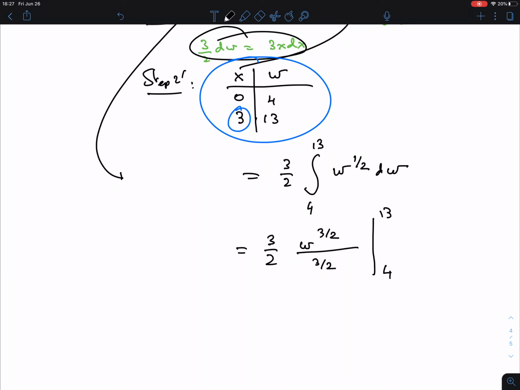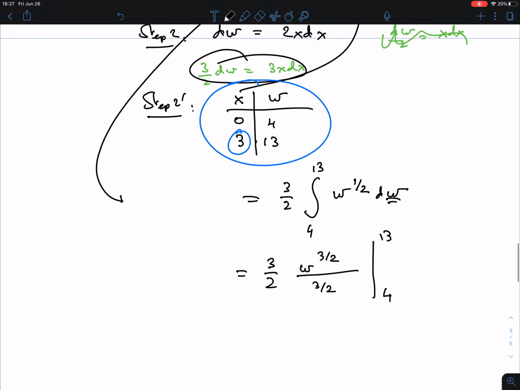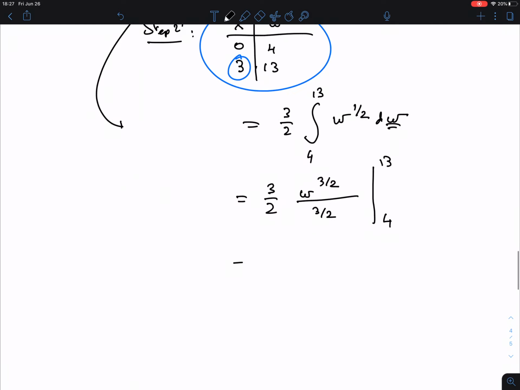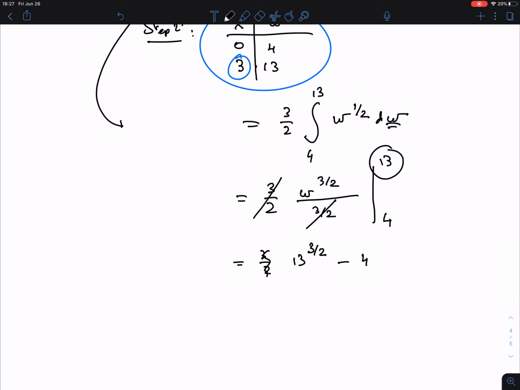Now, these are the correct endpoints for the w variable. You cannot plug in 0 and 3 here, because these are the endpoints for the x variable. If you want to use 0 and 3, the original ones, you have to first go back to the x variable. But I don't need to do this now. I can immediately plug everything in. The 3 halves divided by 3 halves cancels out. So I get 13 to the power 3 halves, that's plugging in this endpoint, and then subtracting 4 to the power 3 halves. That's the answer. You can simplify this slightly, but I don't care about that. So that's the answer. Okay?